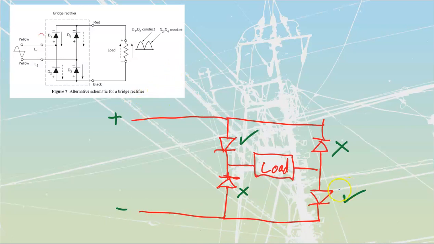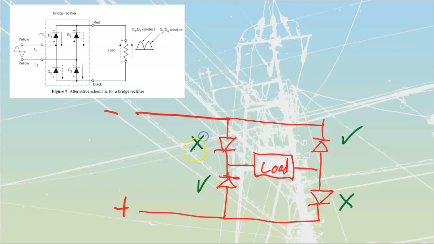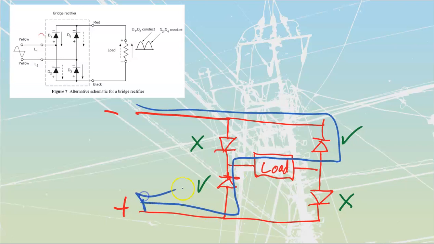And then alternatively, when I change my alternation, this one here now becomes my negative. This one here becomes my positive. Once again, the positive gets applied. This one here is now going to be forward biased. This one would be reverse biased. Up top over here, this one would be forward biased. This would be reverse biased. And then once again, our current is going to travel through the load like that.